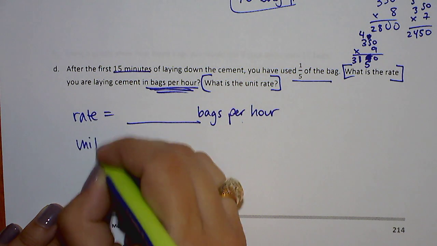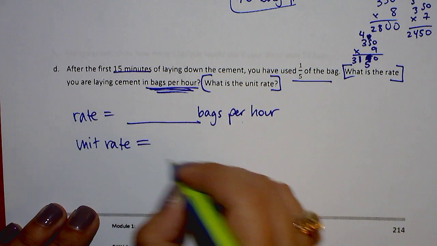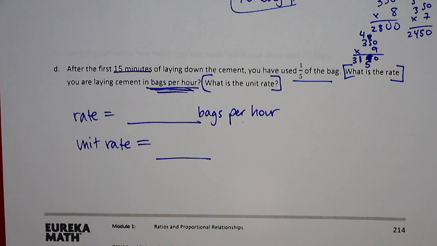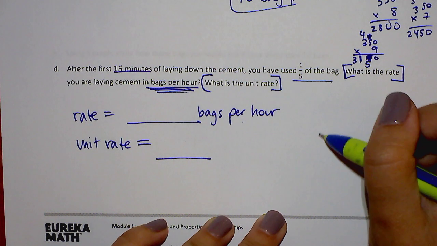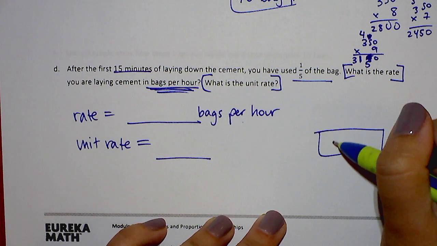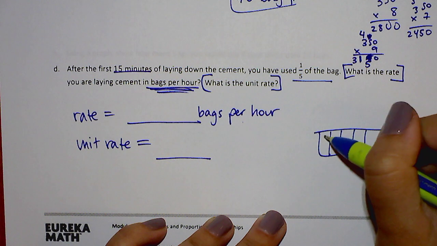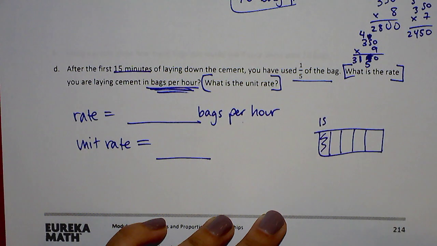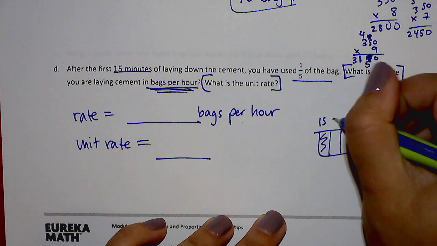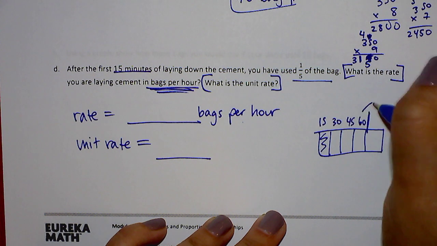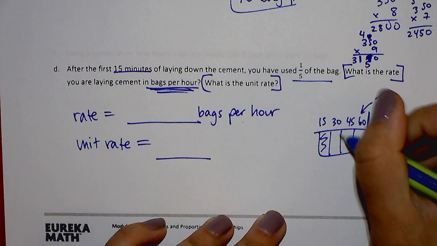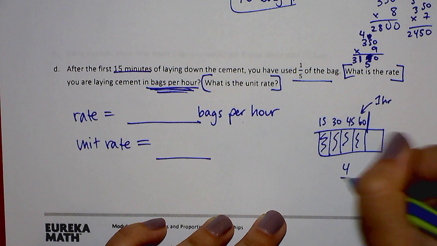And it's asking for the unit rate, which is the same number, but we just don't put bags per hour. I loved how I saw a lot of you drawing a picture. Like, I know that I'll have used 1/5 of the bag in 15 minutes. So 30, 45, 60 minutes is an hour. That's 4/5 of the bag.